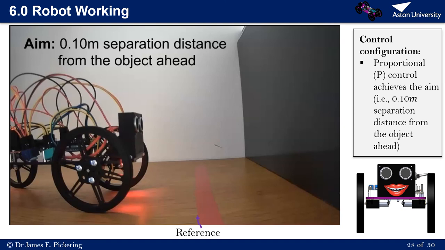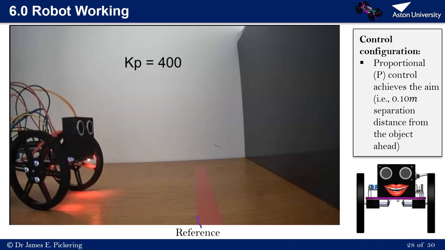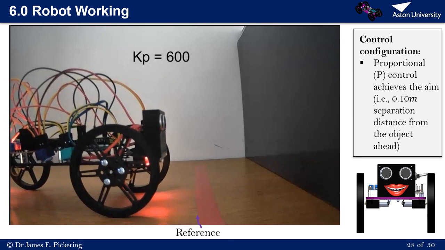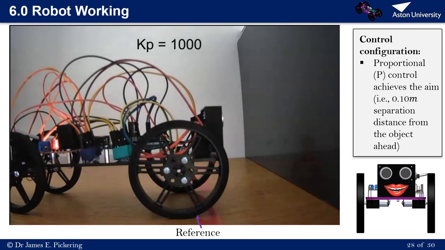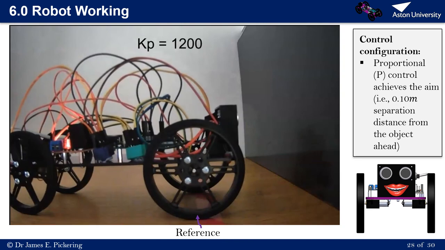And what you'll notice is Kp is equal to 400. We've got quite a lot of steady state error there. Kp is equal to 600. The steady state error is reducing. Then if we go to Kp is equal to 800, the steady state error has pretty much reduced there. We're pretty much bang on the reference there. Kp was 1000. We've gone over the reference, and you'll notice the LEDs have gone up, which indicates to me that we've gone over the reference.